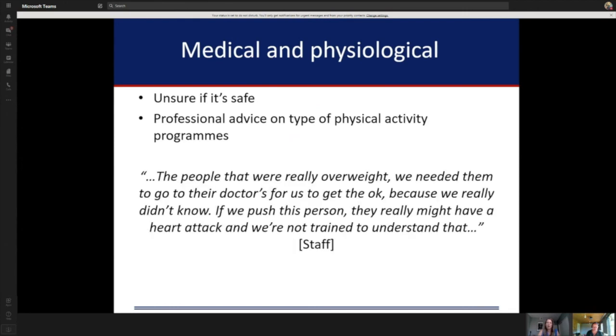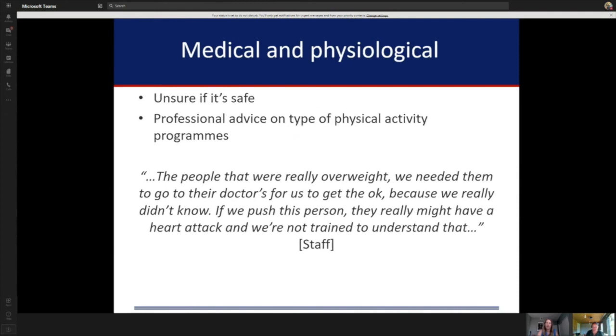So one of the staff members said that people that were really overweight, we needed them to go to the doctors for us to get the okay, because we really didn't know if we push this person, they really might have a heart attack, and we're not trained to understand that. So that really doesn't happen all that much. But people are uncertain about that, and I think as PTs we can mitigate a lot of those concerns if we know that those are in the way of activities.